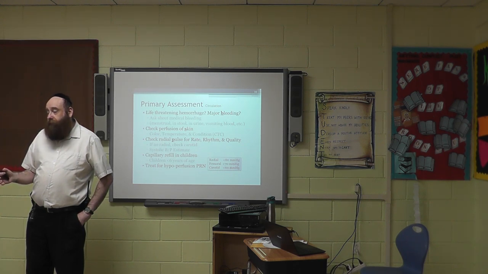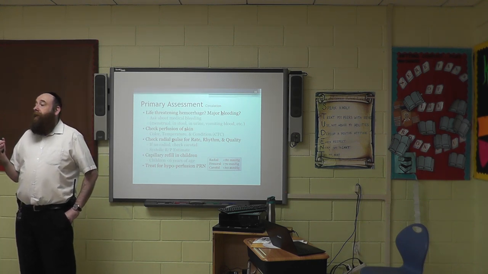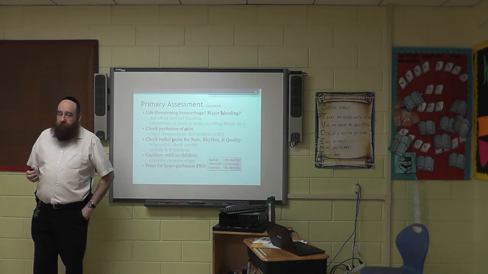So it's radial 80, femoral 70, and this is 60. Because this is the closest to the heart, you don't need a lot of force to get it. But it could be they're still alive even if they don't have a carotid pulse.